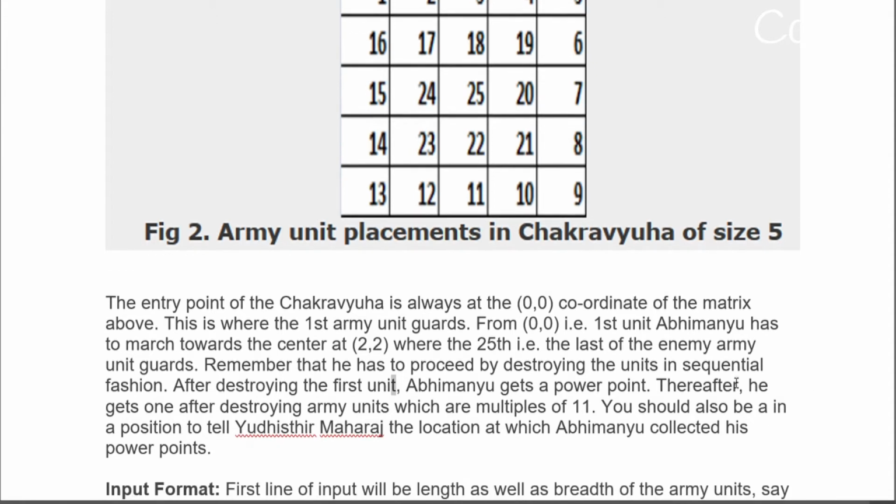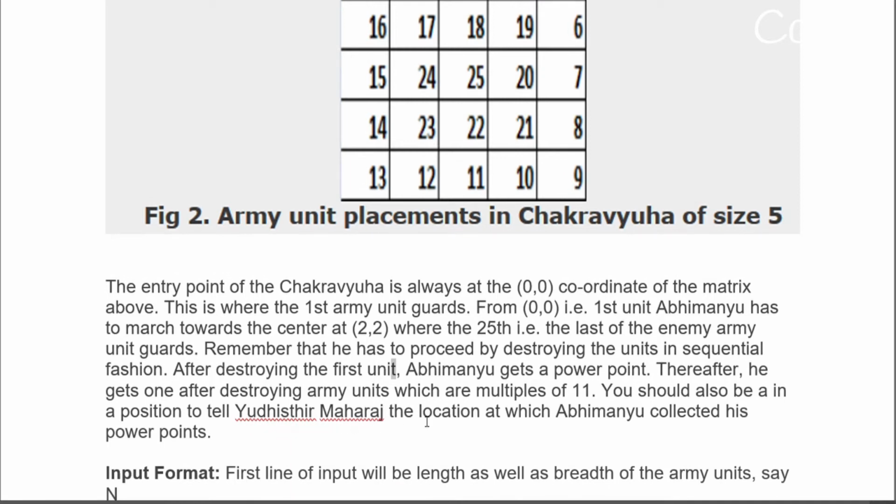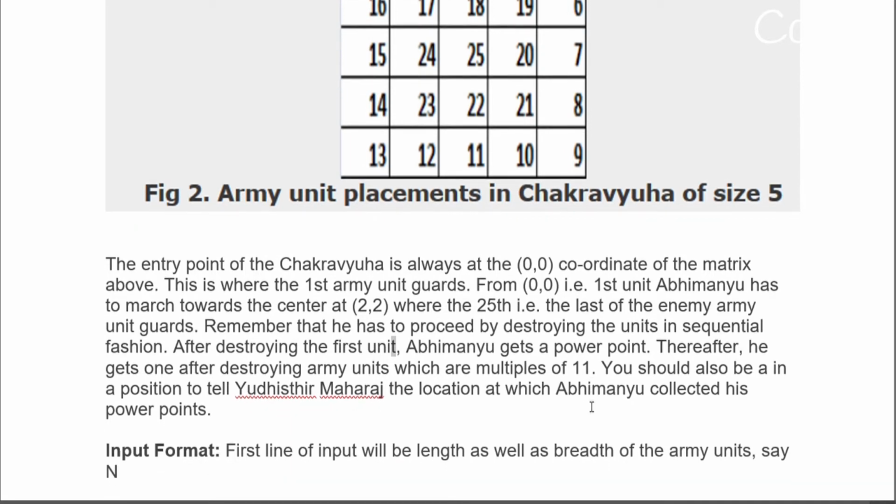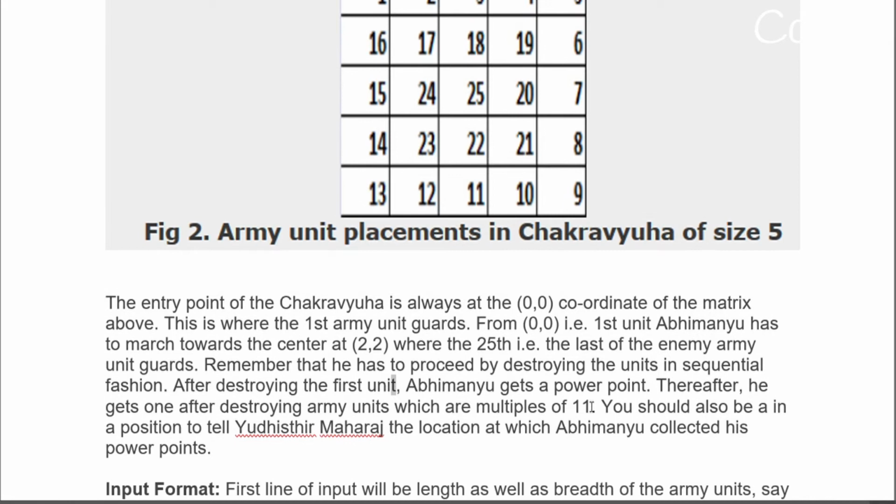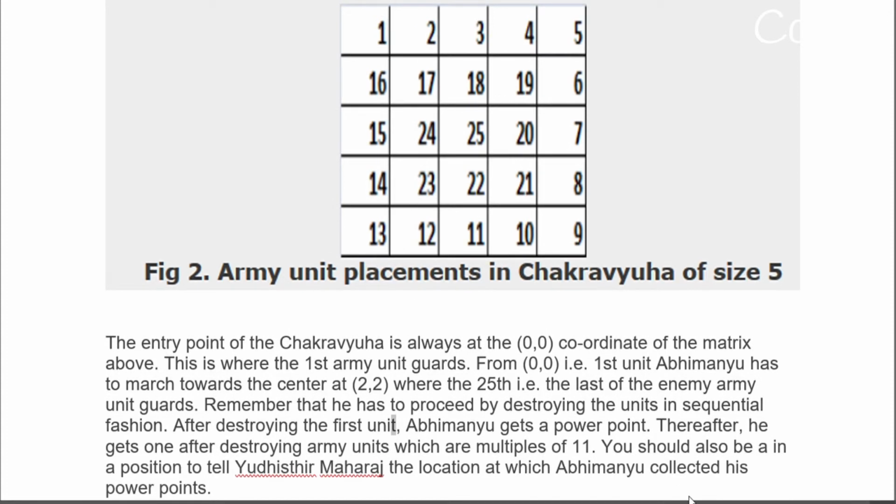You should also be in a position to tell Yudhishthir Maharaj the location at which Abhimanyu collected his power points. So we also have to tell at which exact coordinates Abhimanyu got his power point. Abhimanyu will get his power point at 1, right? So we have to print 0 comma 0. He will get another power point at 11, because after that he will get it at multiples of 11. So we have to show the coordinate of 11, and that will be 4 comma 2, right?